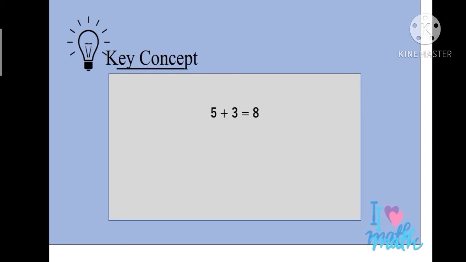So for example, we have 5 plus 3 is equal to 8. Since 5 and 3 are the numbers we added, we call 5 and 3 addends. And of course, since 8 is the answer, 8 is what we call the sum.